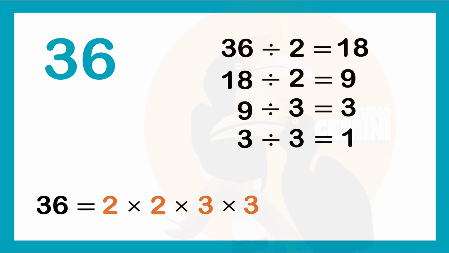We will rewrite our factors using exponents. 2 times 2 can be written as 2 to the power of 2, and 3 times 3 can be written as 3 to the power of 2. We have taken our multiplication sentence of 2 times 2 times 3 times 3 and rewritten it using exponents. Our prime factorization of 36 is 2 to the power of 2 times 3 to the power of 2.